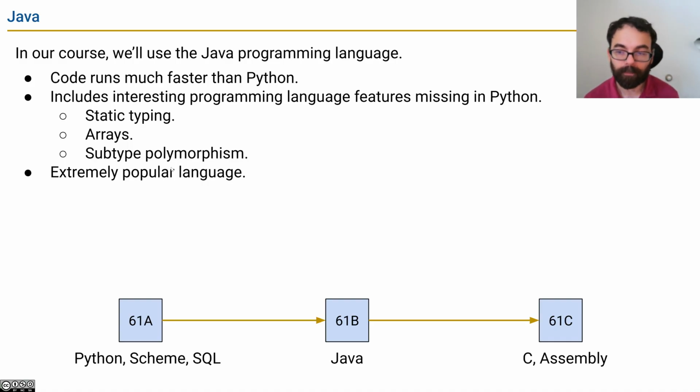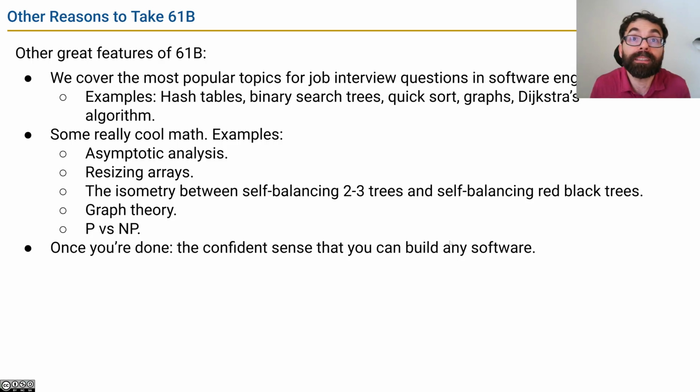If you think about the progression of the lower division computer science courses at Berkeley, at least at the present day, in 61A, you're doing, I would say, these higher level languages. So we have Python, Scheme, SQL. Java's a bit lower level. And then if you go on to 61C, that's an even lower level language where you'll be talking about C and assembly code.